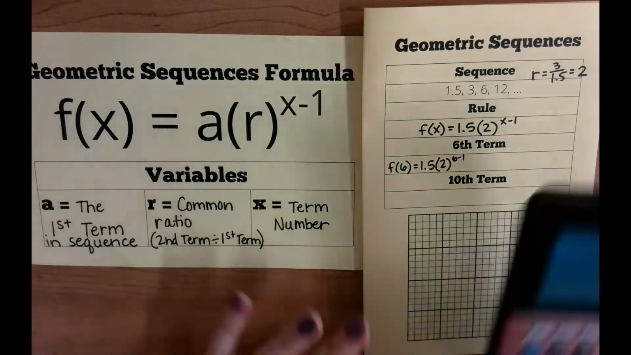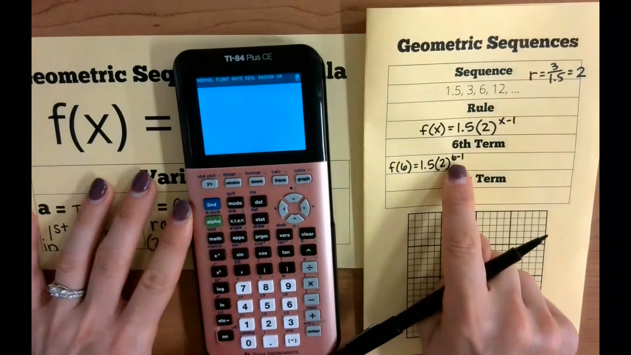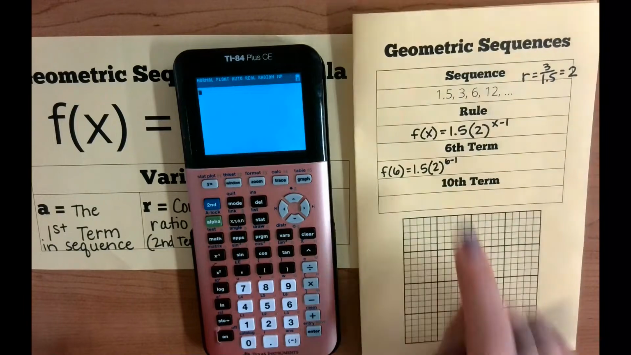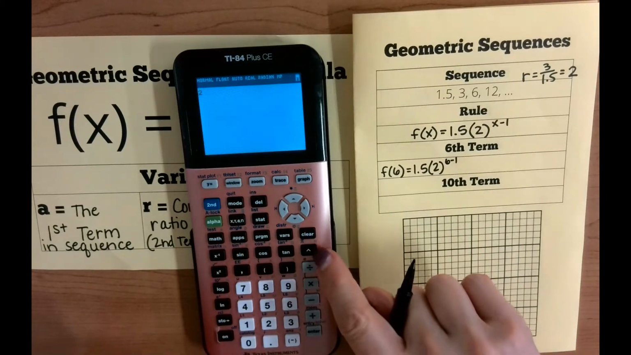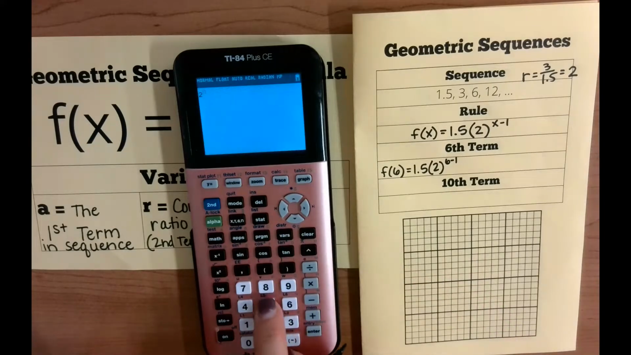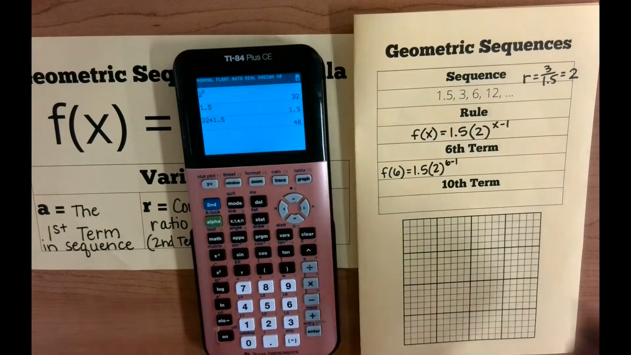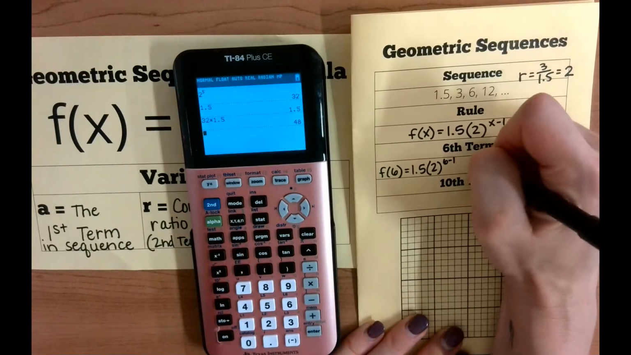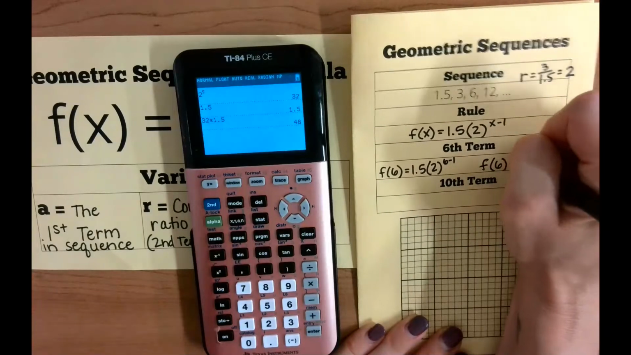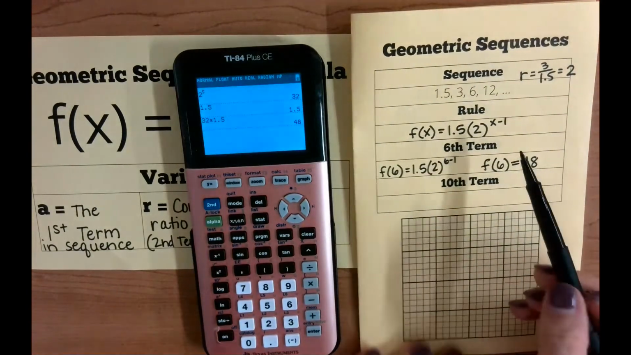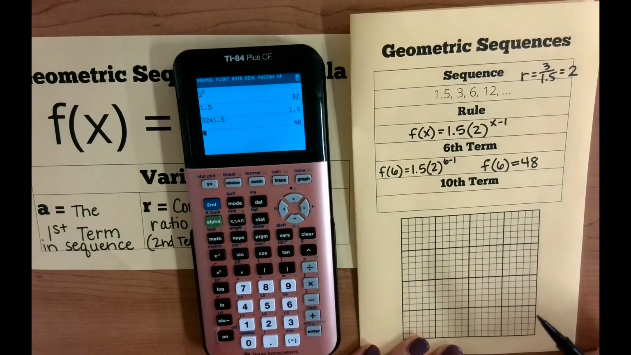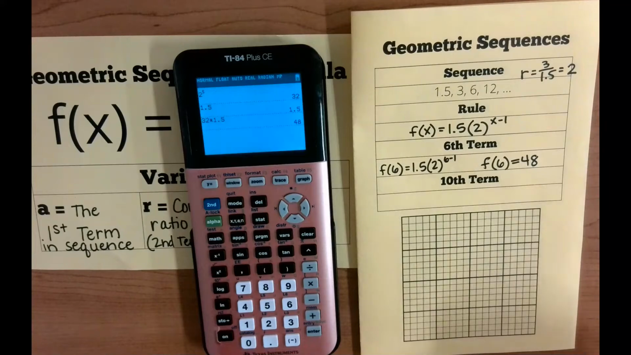And then use your calculator. First I would simplify the exponent 6 minus 1, so that's 2 to the 5th power. So 2, and remember to use this caret, to the 5th. That is 32. Then I would multiply it by the 1.5. Oh, I forgot to put times 1.5. 32 times 1.5, and our answer is 48. So f of 6 equals 48. This says the sixth term in the sequence is 48, or the sixth number in the sequence.